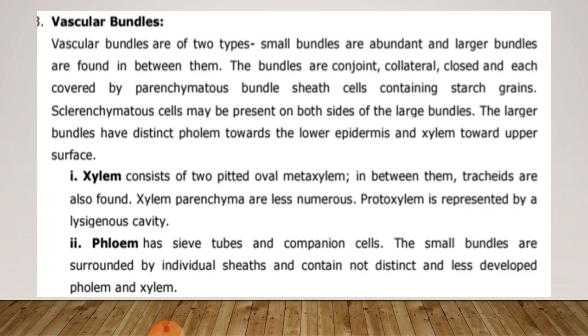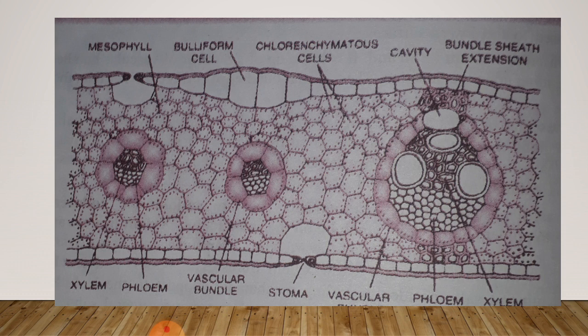Third region of this is the vascular bundle. Vascular bundles are of two types. Small bundles are abundant and large bundles are found in between. So in this isobilateral leaf there are small vascular bundles and large vascular bundles. Large vascular bundles are found between the small vascular bundles. The bundles are conjoined, collateral, closed, and each is covered by parenchymatous bundle sheath cells.